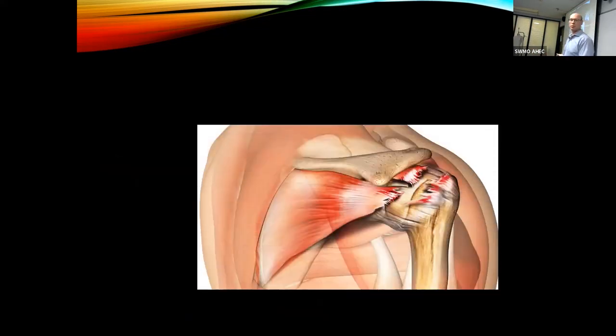That's just a picture of the torn rotator cuff. You can imagine those tendons are torn, they're going to have weakness. And you want to always compare to the contralateral side. Always examine both shoulders.